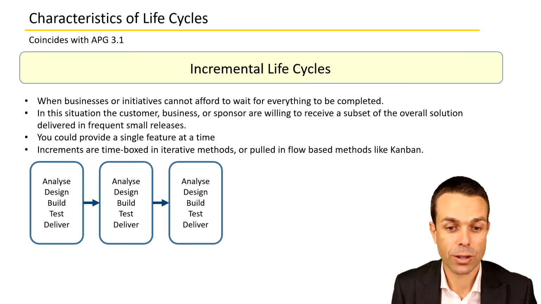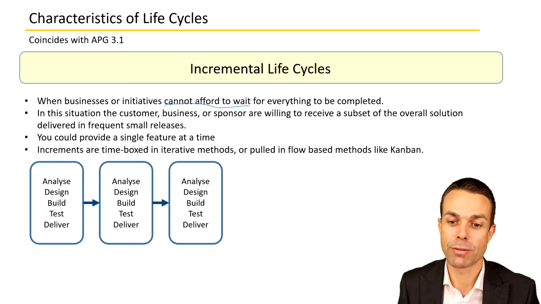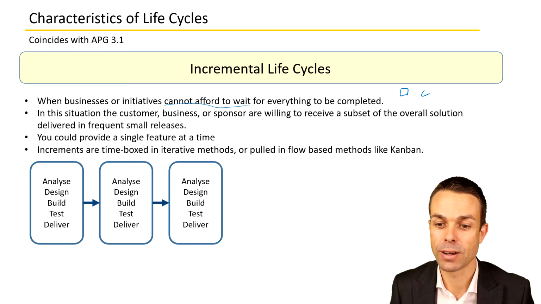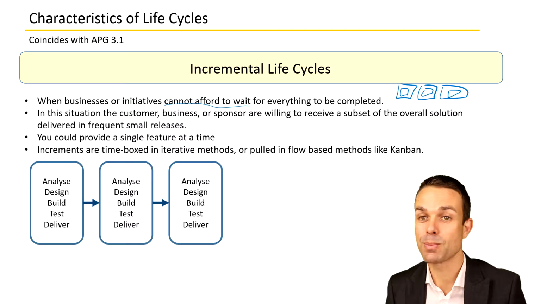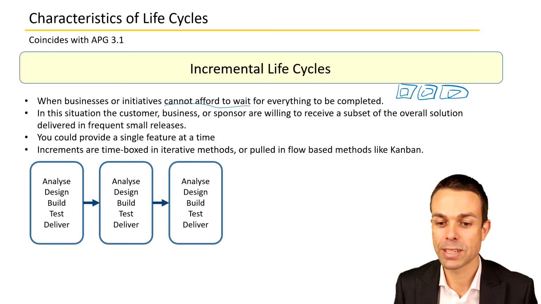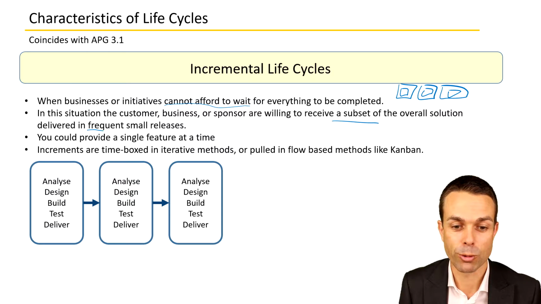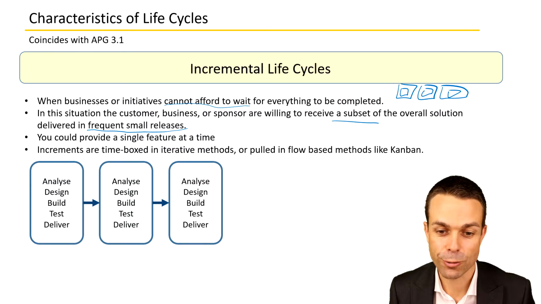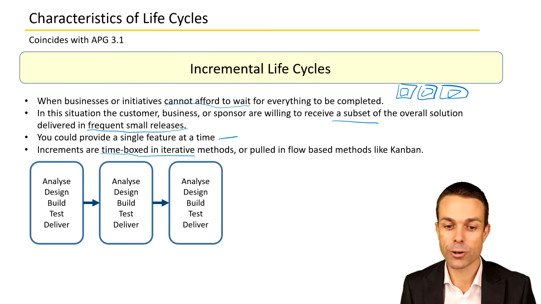With incremental life cycles, when businesses or initiatives cannot afford to wait for everything to be completed, then they can deliver in increments, something that is still complete enough to be used, but not the whole product necessarily. In this situation, the customer, the business or the sponsor, they're willing to receive a subset of the overall solution delivered in frequent small releases. Now you could provide a single feature at a time, for example, and increments are time-boxed as in iterative methods still.